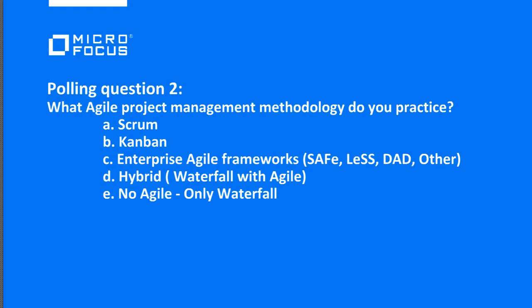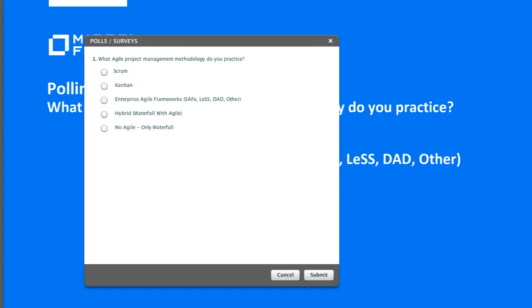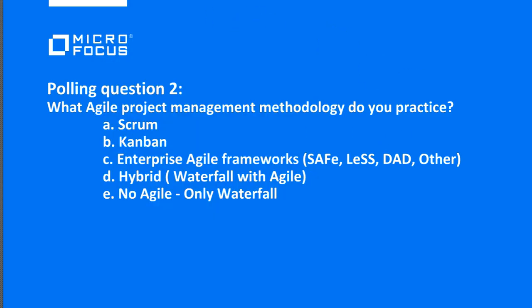So, option A, Scrum. Option B, Kanban. Option C, Enterprise Agile Frameworks, SAFe, LeSS, or other. Option D, Hybrid, Waterfall with Agile, also known as Scrumfall in some environments. And No Agile, only Waterfall, as the last option.